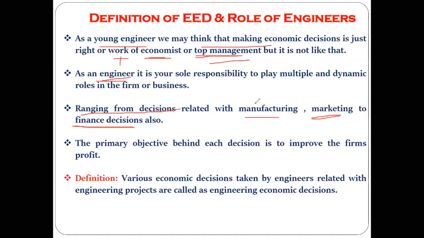Now, decisions can be related to these different things: manufacturing, marketing, financing, etc. In all these departments, the engineers have to make decisions. And if I ask you what the aim or goal of making different decisions is, what will be your answer? What is the objective of making different kinds of economic decisions by different employees of the company, by the economist, top management, senior manager, junior manager? All these people make different kinds of economic decisions.